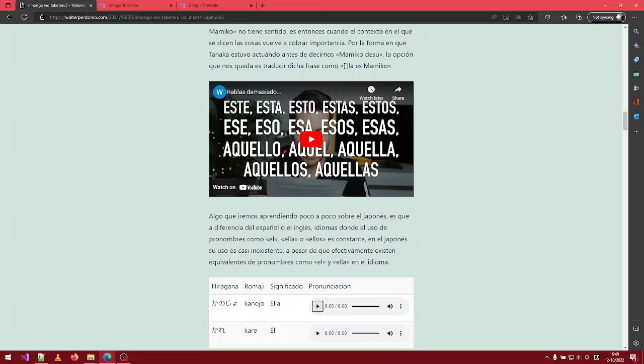With something we will see later, maybe in the next lesson. We can say she is Mamiko, but thanks to the context, we don't need that special thing. We will study it in the next lesson. We don't need to say kanojo because the context is helping us to understand what Tanaka is trying to say. She is Mamiko. 彼女.